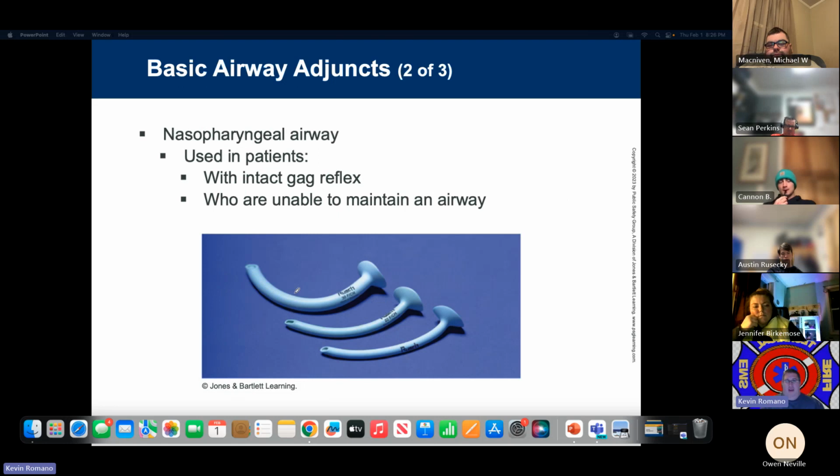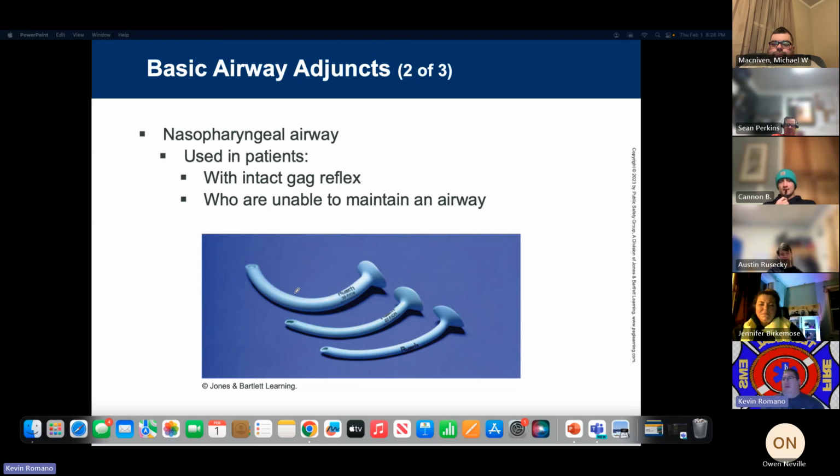This is called an NPA, right? Please make sure that you apply a lubricant to it so it goes in easily. Please do not use your own spit as a lubricant. I've seen people do that before, and that's disgusting. And very, just don't do it.